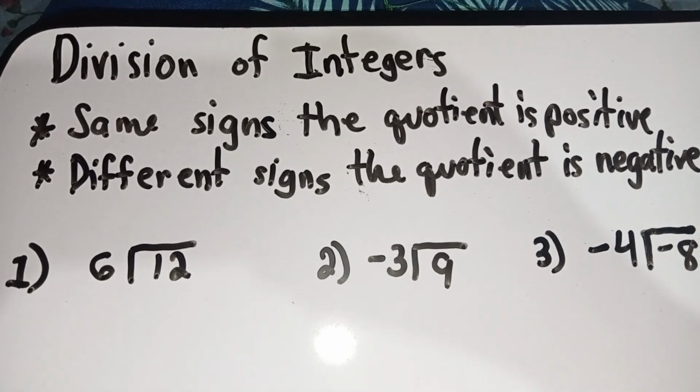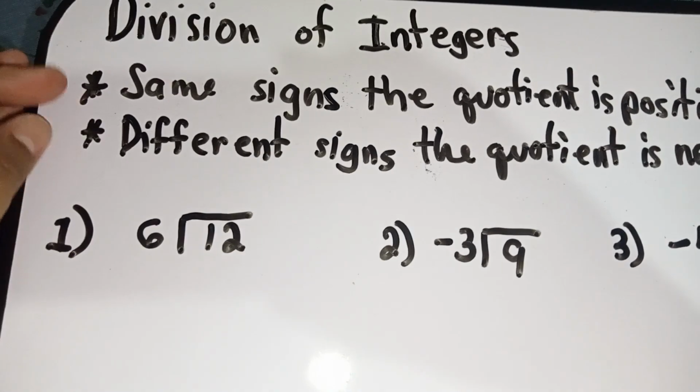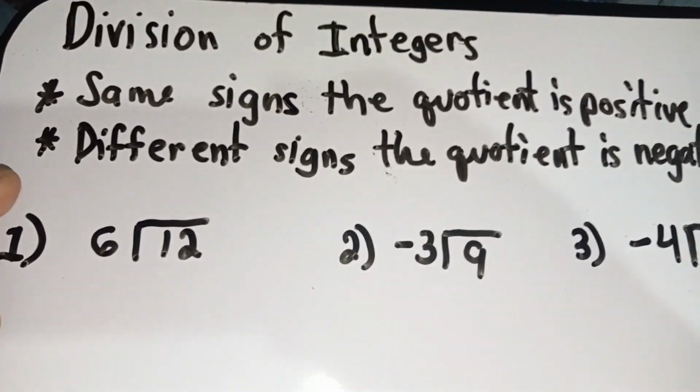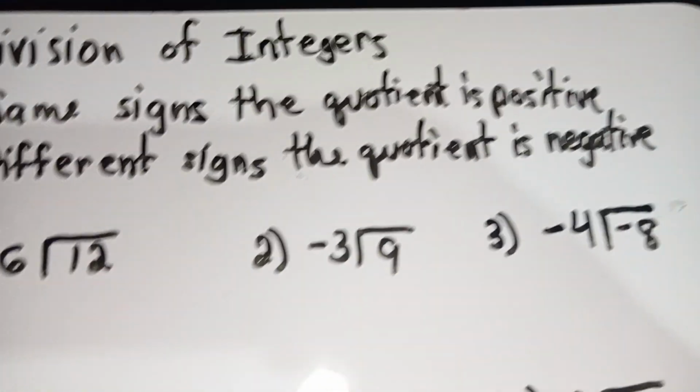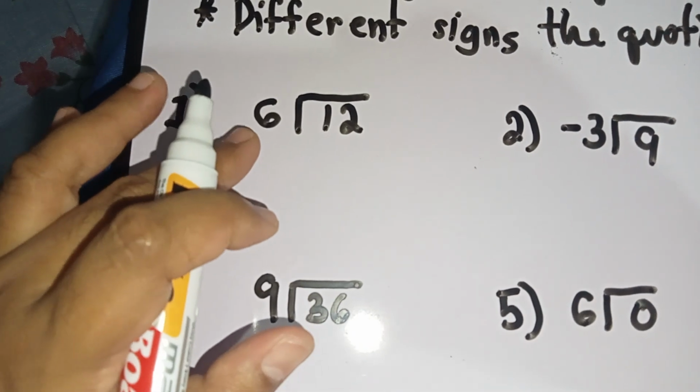Let's talk about division of integers. The two rules in division of integers are: same signs, the quotient is positive. Different signs, the quotient is negative. Let's take a look at the first example.